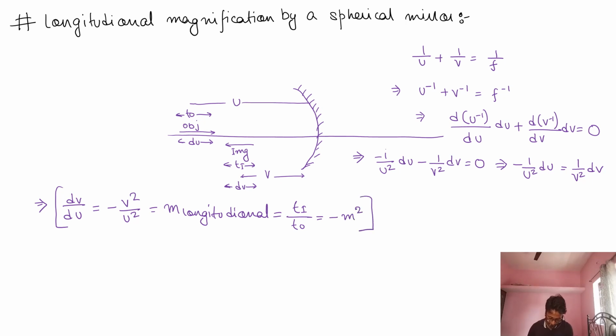See why? Out here v by u is nothing but the lateral magnification, that means magnification perpendicular to the axis. So the magnitude of minus v square by u square would be the square of the lateral magnification.